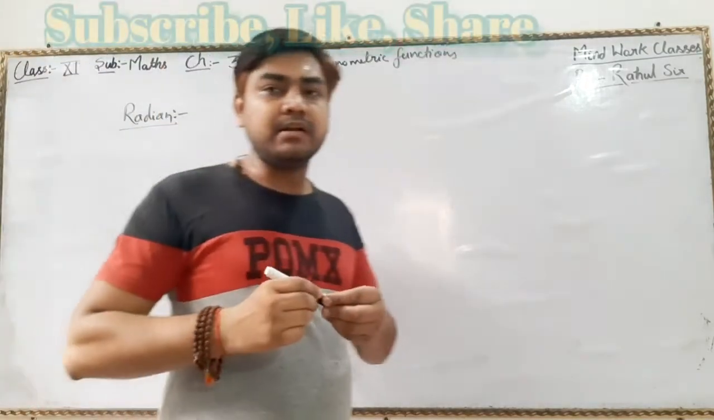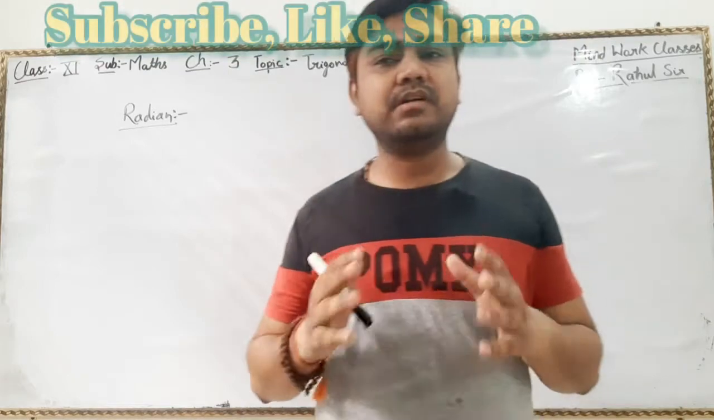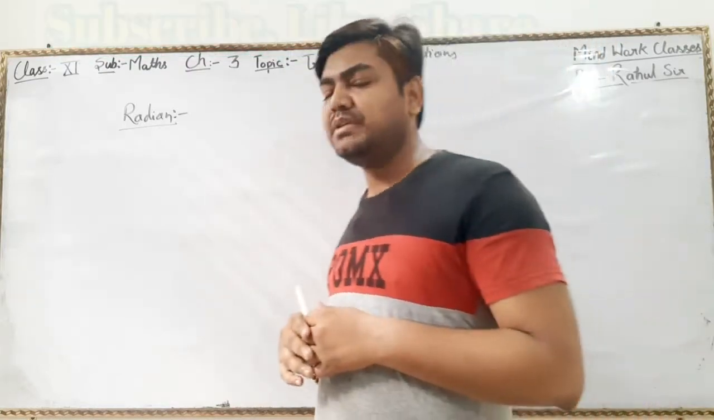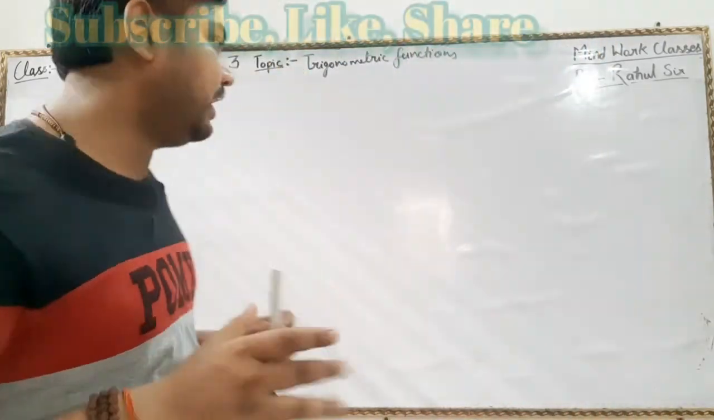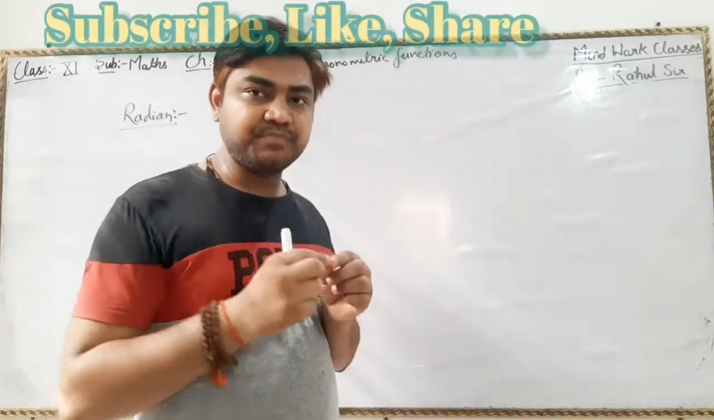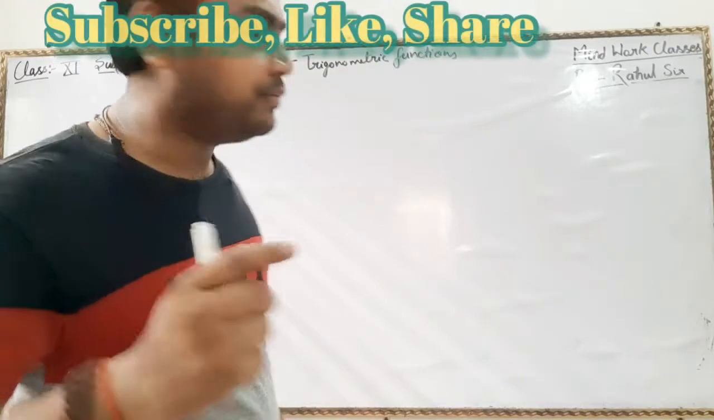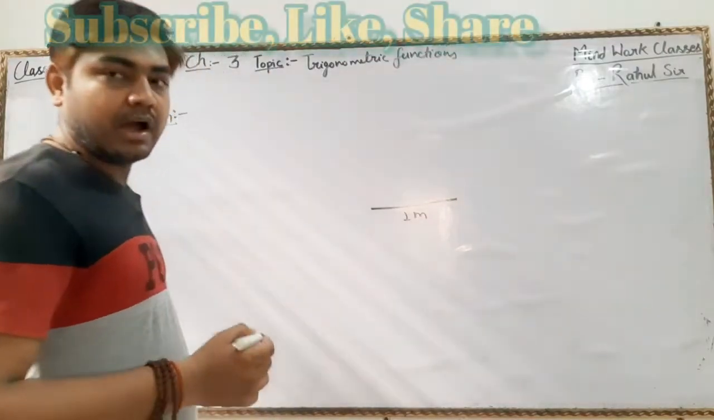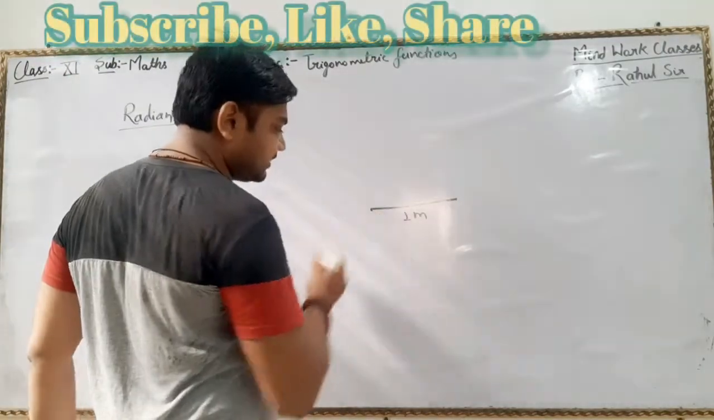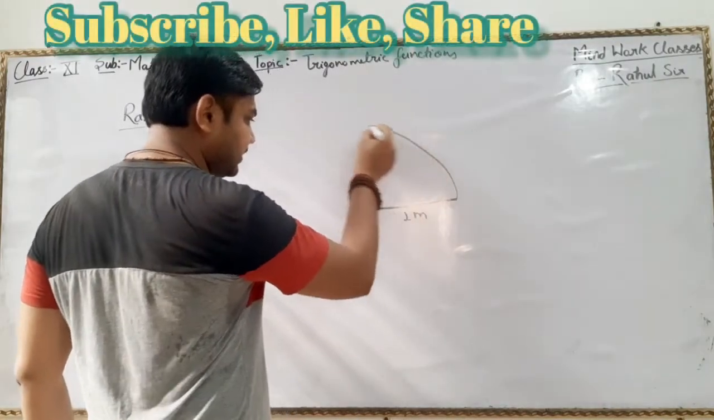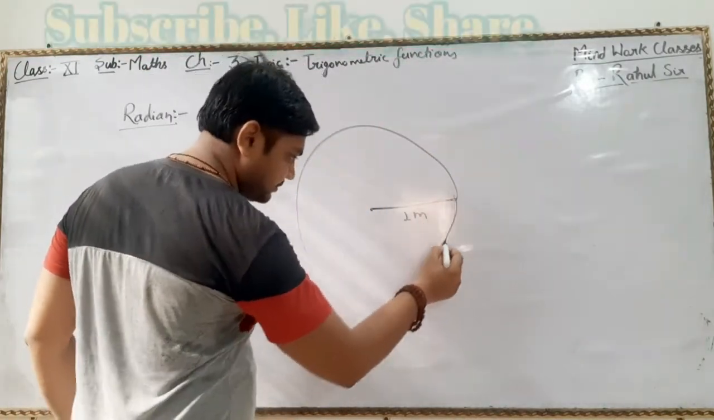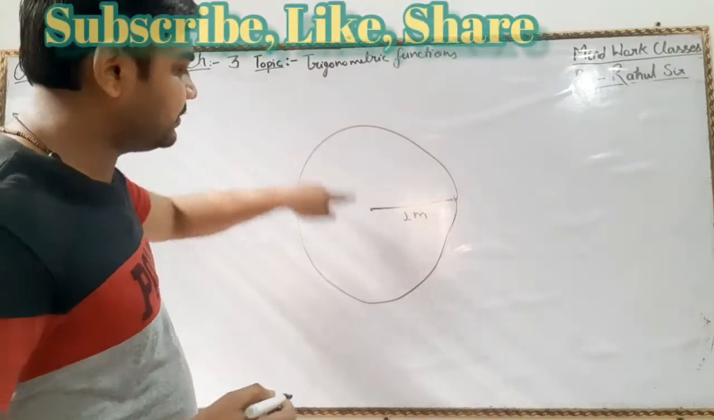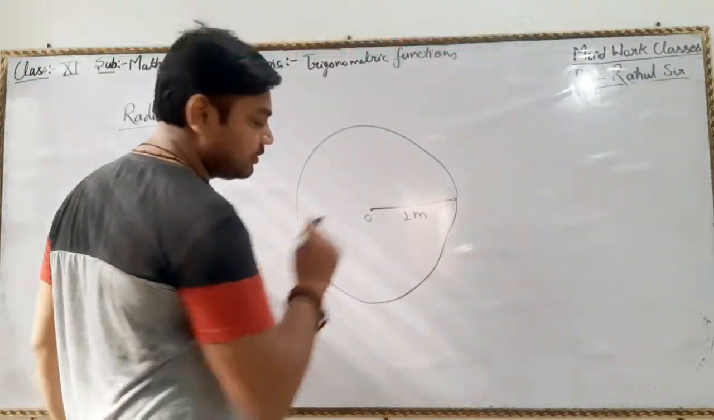What do we understand by 1 radian? Radian is, first of all, a measurement of an angle. 1 radian means, let us say we have a stick of 1 meter length, and this is the center point, and we are rotating this stick around this point, taking this point as a center.